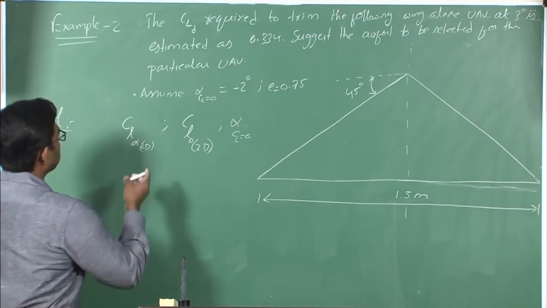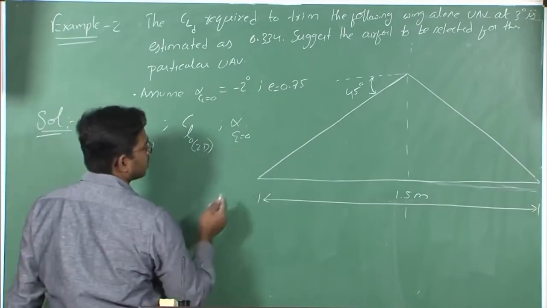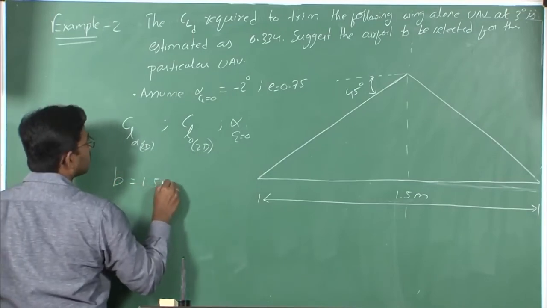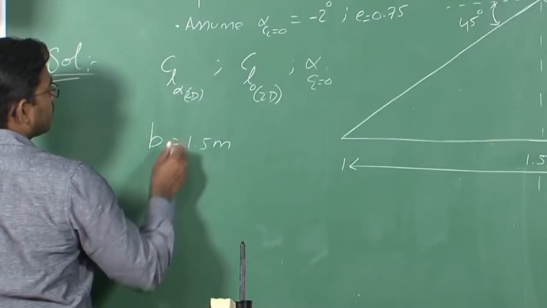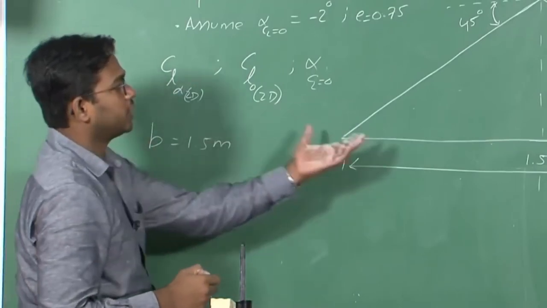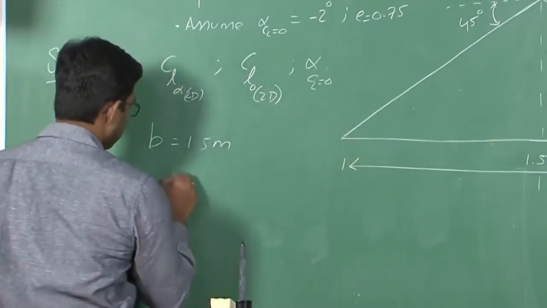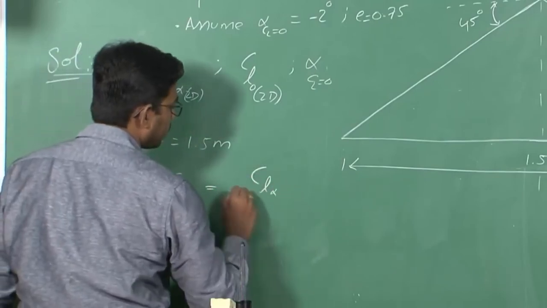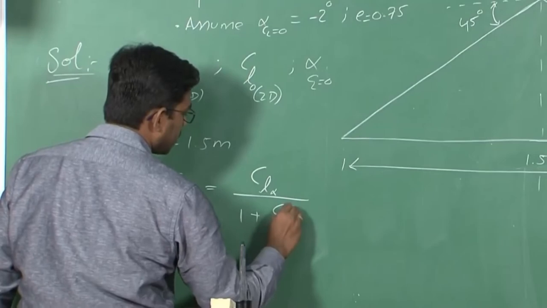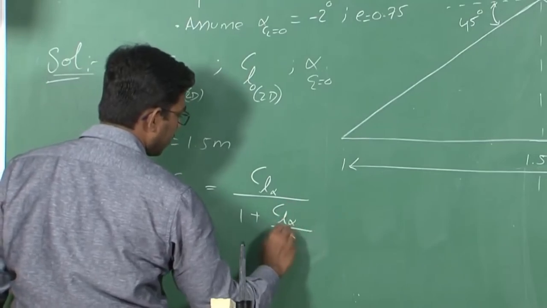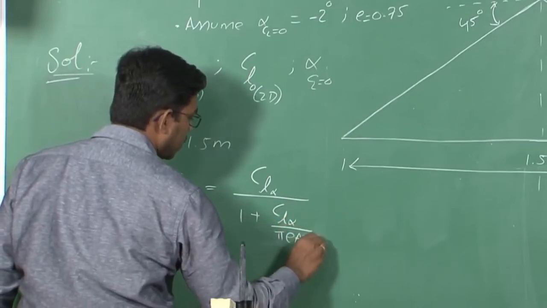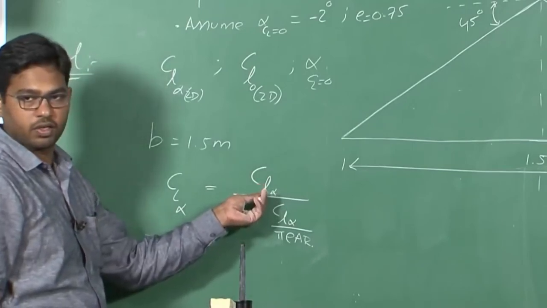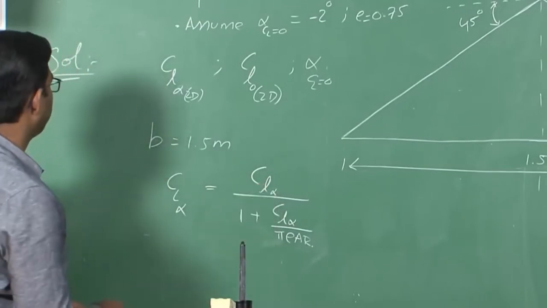Okay. Now, first figure out what is given here, like the span is 1.5 meters. What is the relationship between CL alpha 3D and CL alpha 2D? CL alpha of the wing is CL alpha of the aerofoil divided by 1 plus CL alpha of the aerofoil divided by pi e AR. So, what you need is CL alpha 2D. How to find CL alpha 2D?